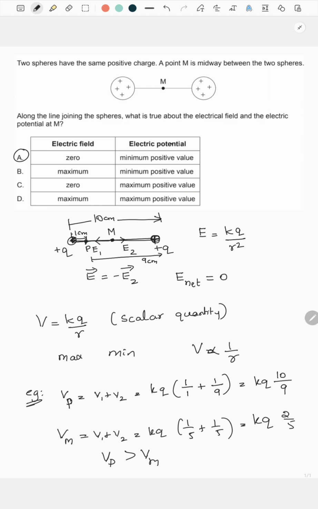They are asking for the minimum potential at the midpoint, so definitely it is less than the potential at point P. So we can conclude that the potential at M is the minimum, will have the minimum positive value. Hence the answer is A. Electric field is 0 and the value of potential is minimum and positive.